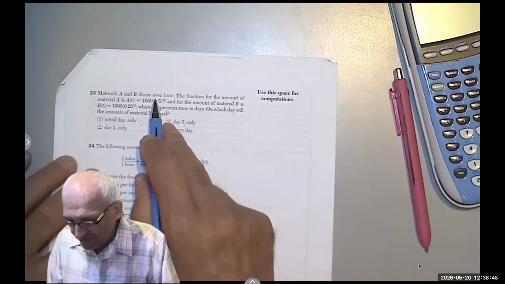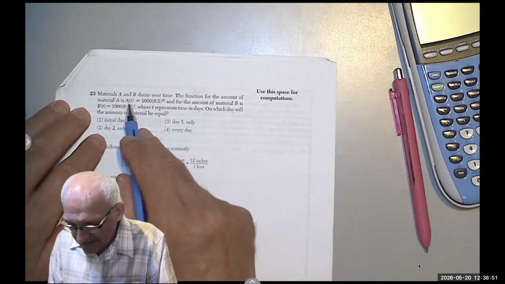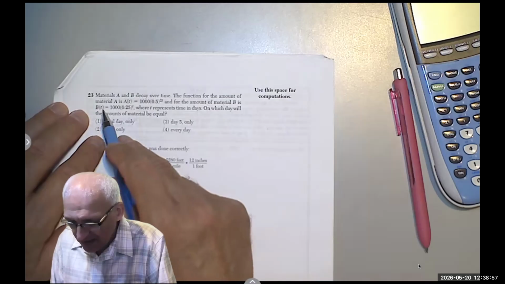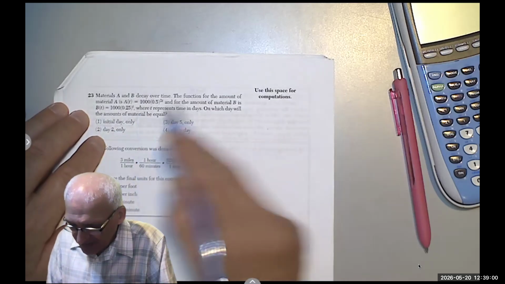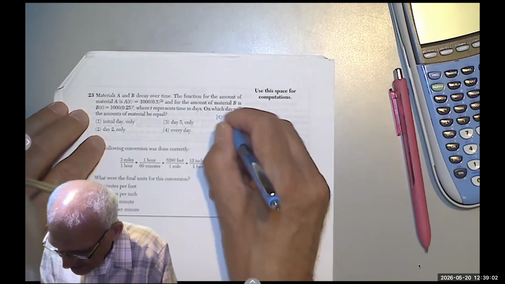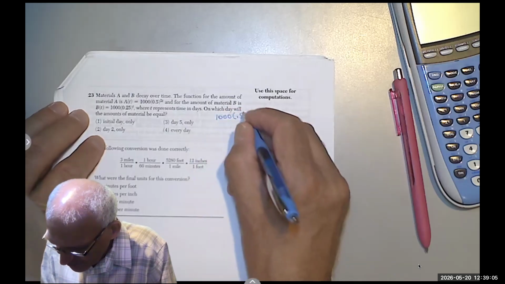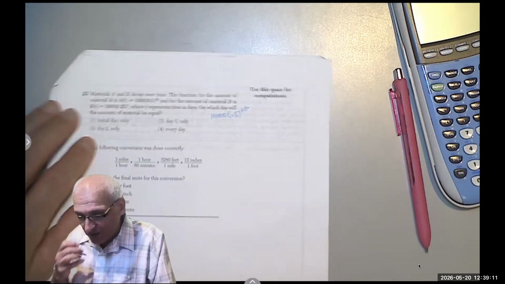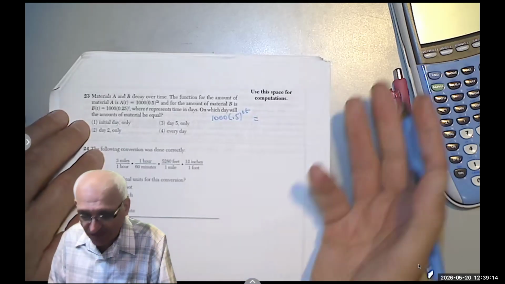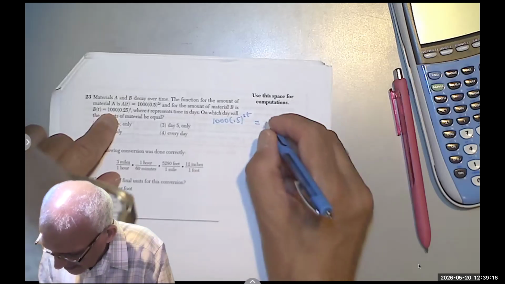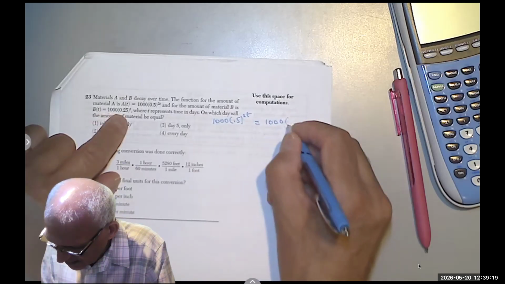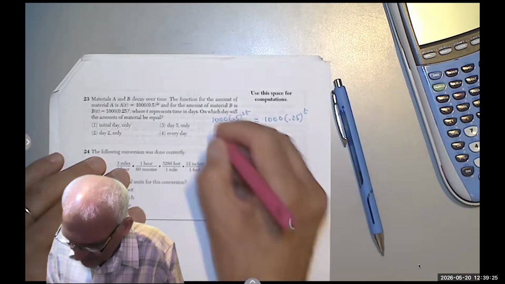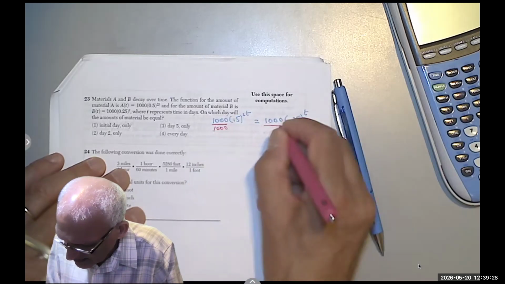Materials A and B decay over time. The function for the amount of material A is A of T equals 1000 times 0.5 to the 2T, and the function for the amount of material B is 1000 times 0.25 to the T, where T represents days. On which day will the amounts of material be equal? So you have to set them equal and then solve for T. Maybe we'll use the calculator. Oh, I have 1000 and 1000, so I'm going to divide both sides by 1000.